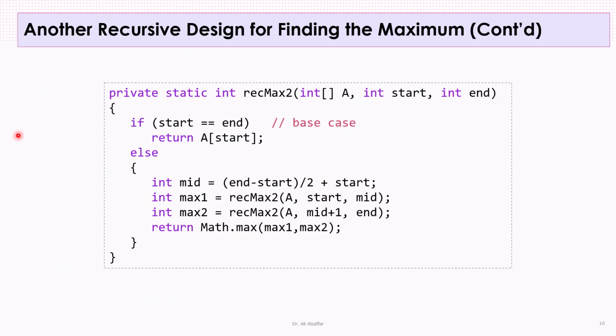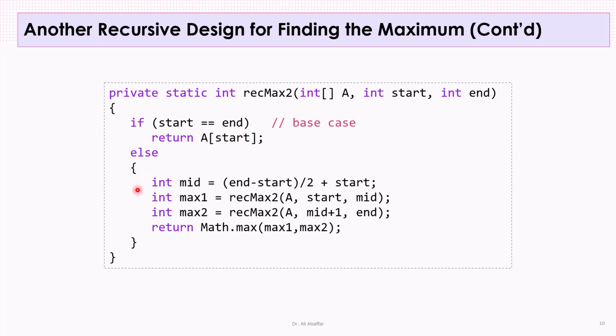Here is the implementation of the recursive method in Java. The name of the method is recursiveMaximum2. It returns an integer as the maximum element in the array, and it has three input parameters: the array, the start index, and the end index of this array. First, we test for the base case. If start is equal to end, so we are talking about an array of a single element, so we retain the value of this single element as the maximum, and this single element is at index start or end. So we retain a[start], or we can say retain a[end].